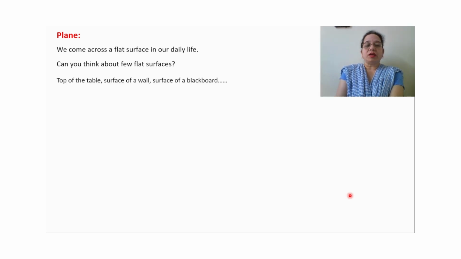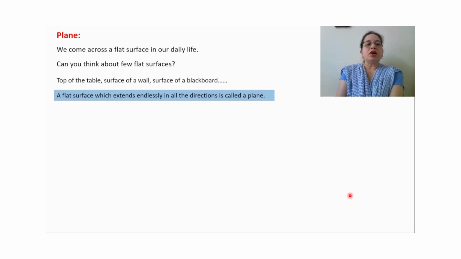So let us start with today's topic. My today's topic is plane. We have come across a flat surface in our life. Can you think about few flat surfaces? Yes, top of the table, surface of the wall, surface of the blackboard and so many. So a flat surface which extends endlessly in all the four directions is called a plane.